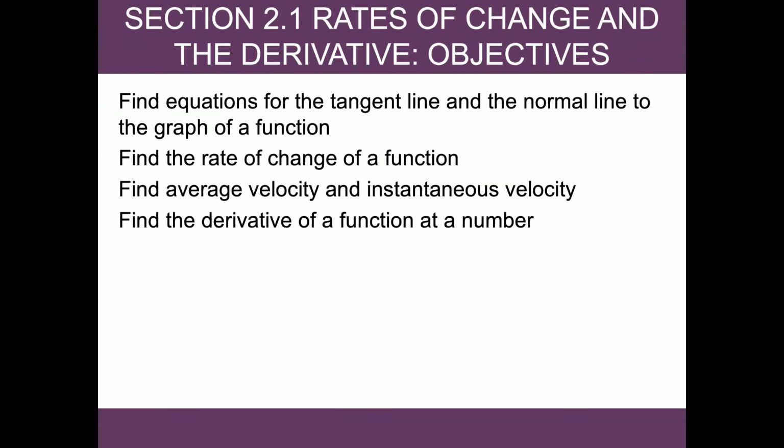So remember that if you multiply together the slope of a line and its perpendicular slope, you should get -1. A tangent line and the perpendicular to that tangent line, you multiply those slopes together, you should get -1. Okay, we're going to talk about the rate of change of a function and the average velocity and instantaneous velocity and the derivative of a function at a specific value.